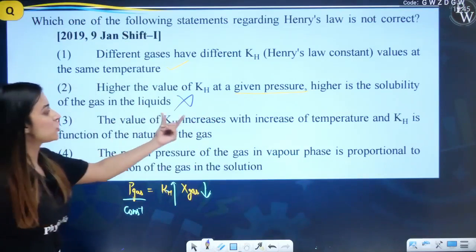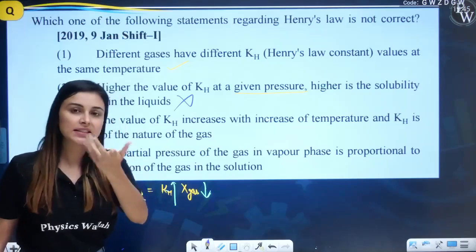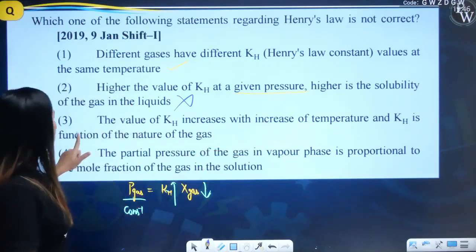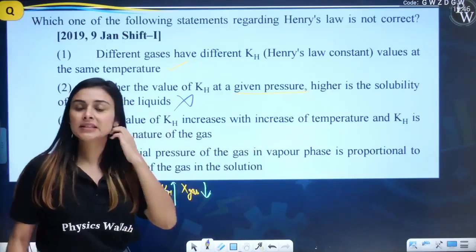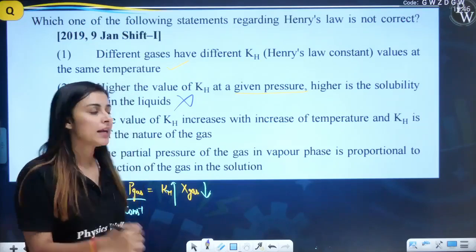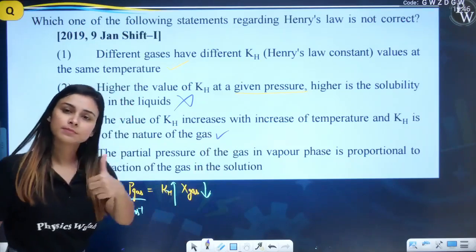The value of KH increases with increasing temperature. Yes, I told you the more the temperature, the more will be the KH value. And KH is a function of the nature of gas. Yes, different gases will have different KH values. It is a function of nature of gas. So this is absolutely correct.